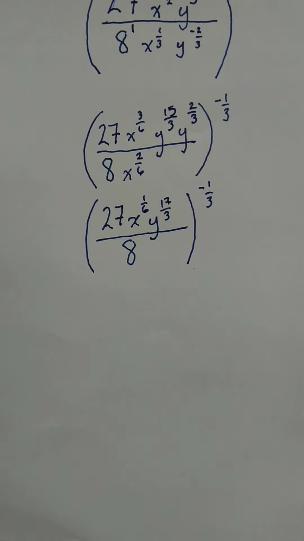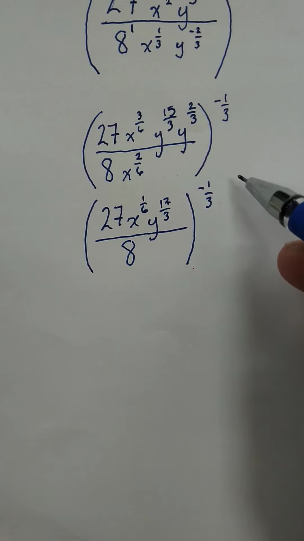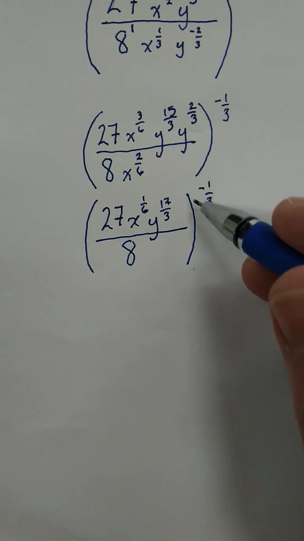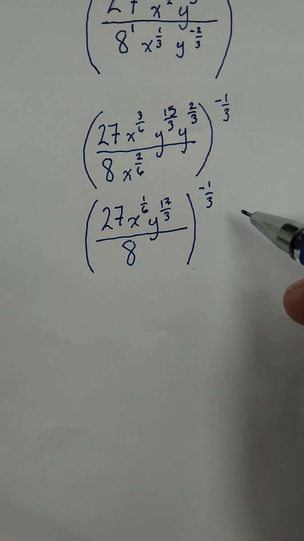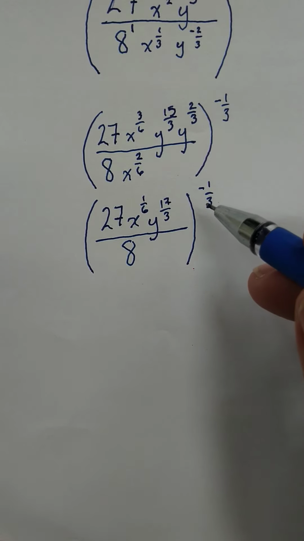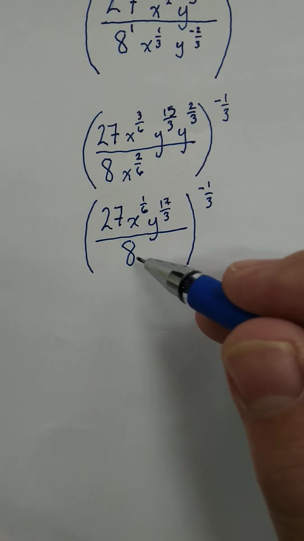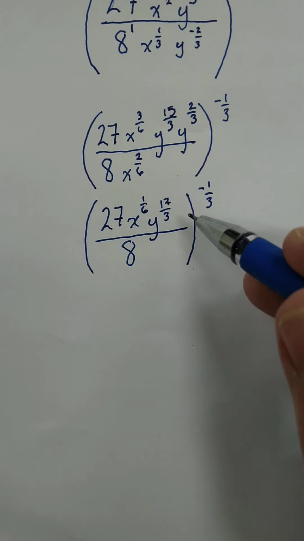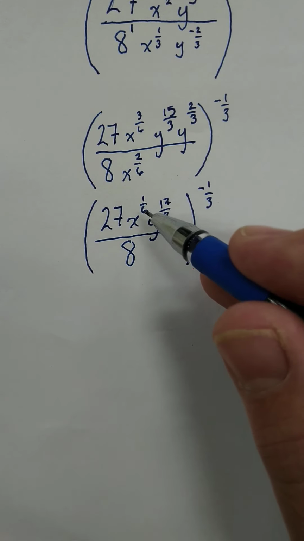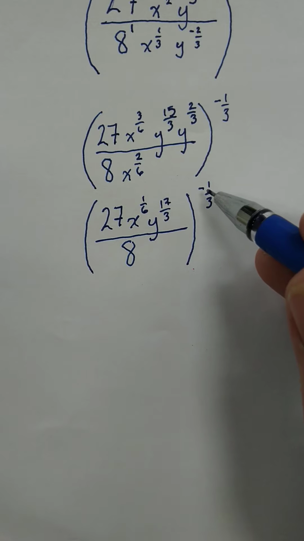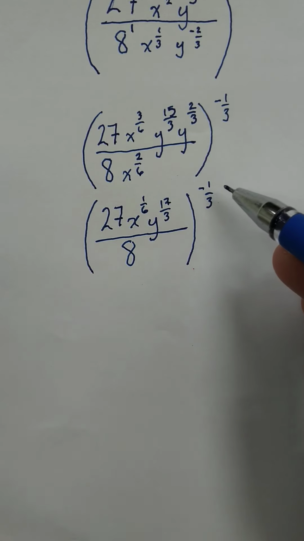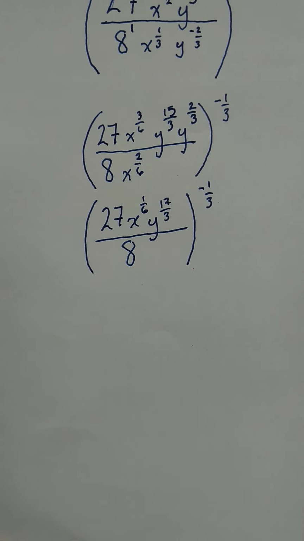And now I'm going to use the power rule. But actually, instead of using the power rule now, I'm going to change these. So the 8's going to go up to the numerator. The 27x to the 16 y to the 17/3 is going to go to the denominator, and I'm going to make this positive. I think that's probably the easiest approach.